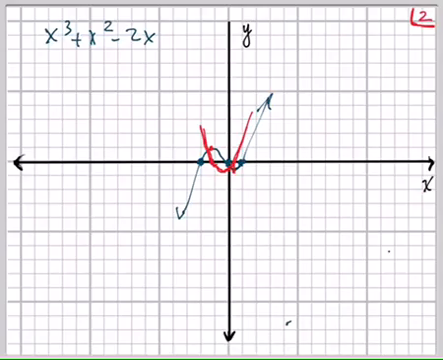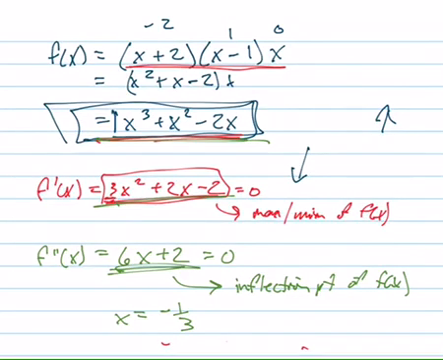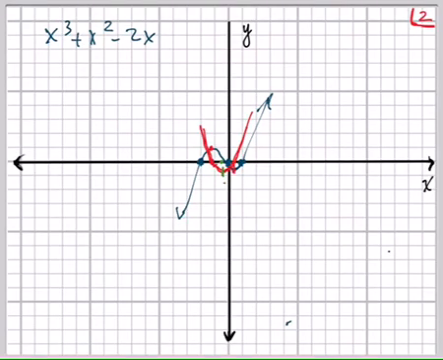X equals negative 1/3 is right here. It's the min point of your derivative, and if you go up to that point, that's the value right there. It was 6x plus 2, so the slope is pretty steep. It's a steep line. But the important thing is it goes through the x-axis at the same place as the inflection point on the blue graph.